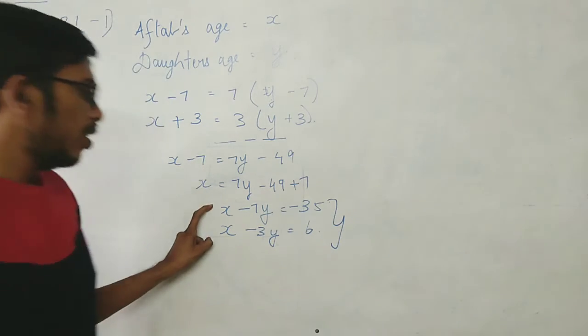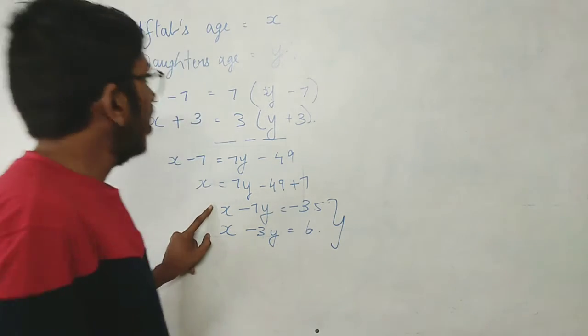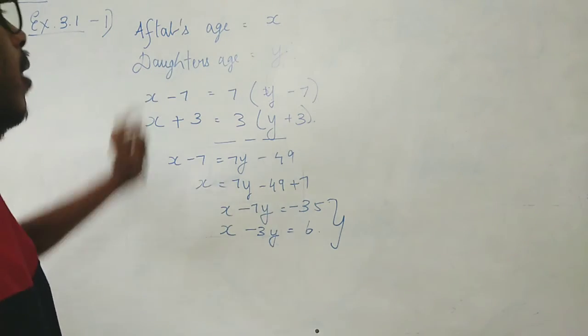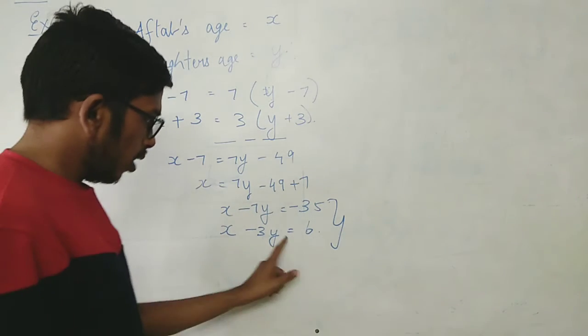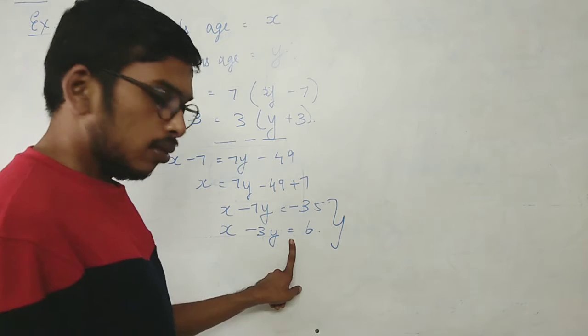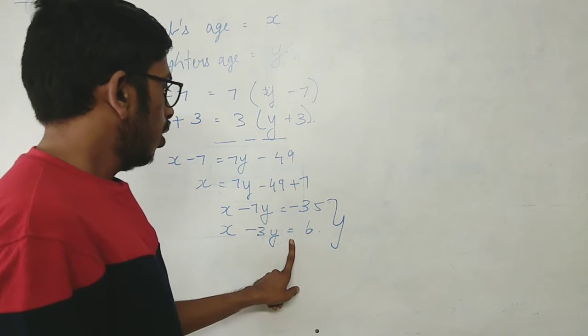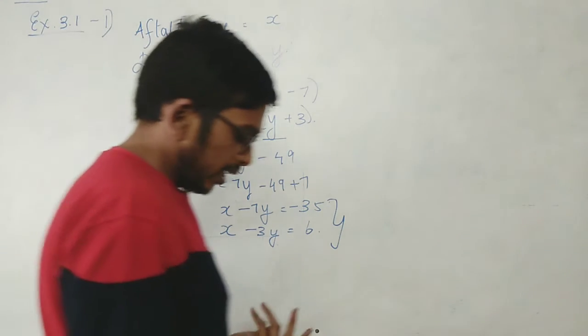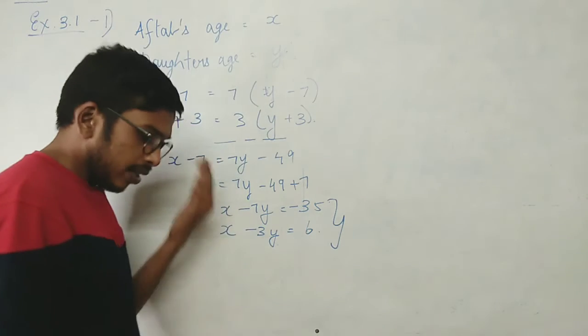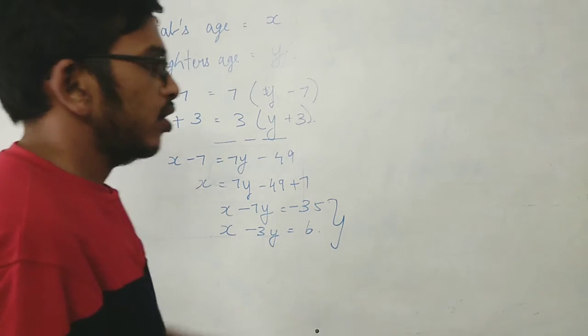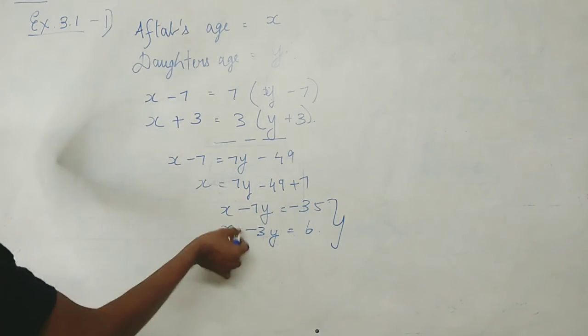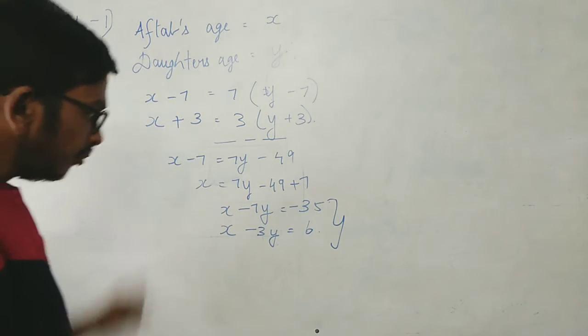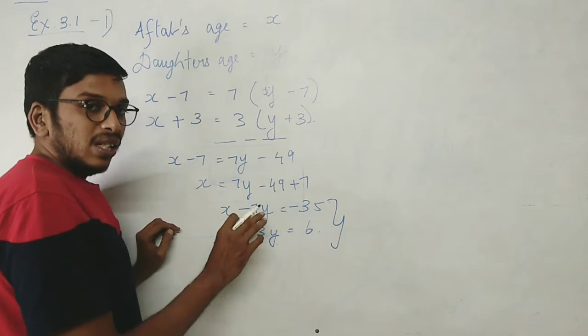This is the pair of linear equations from which we have to find the ages of Aftab and his daughter. How do I solve this pair of linear equations? We studied 4 methods: the graphical method and the 3 algebraic methods: substitution, elimination, and cross multiplication. In this particular case, we can use the elimination method.